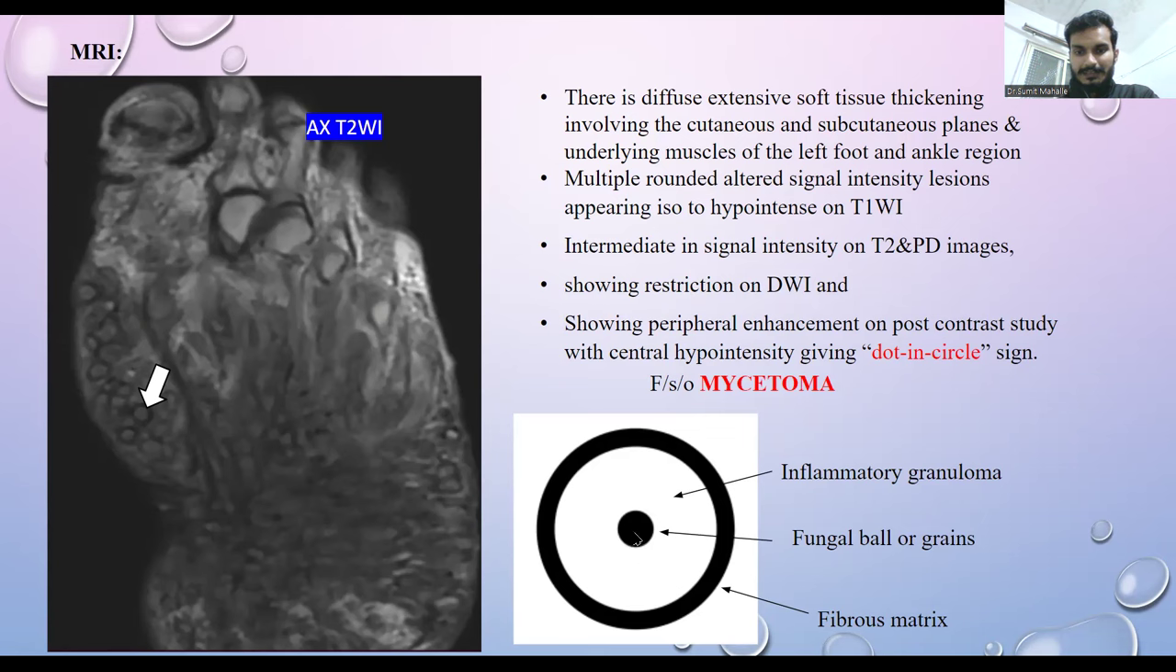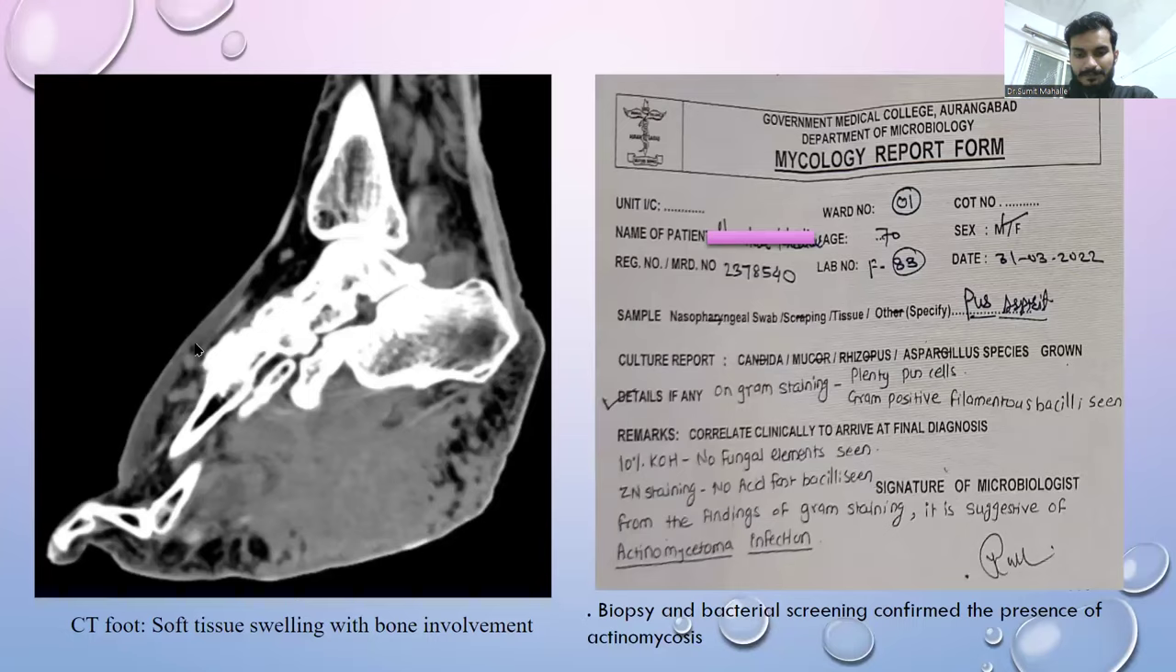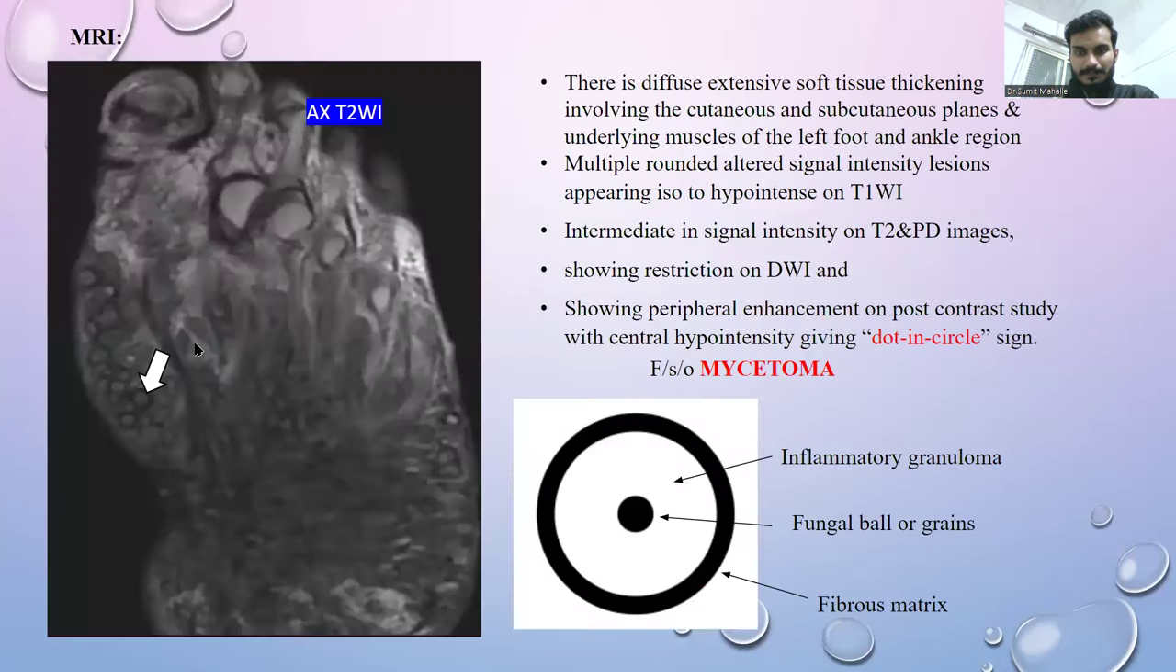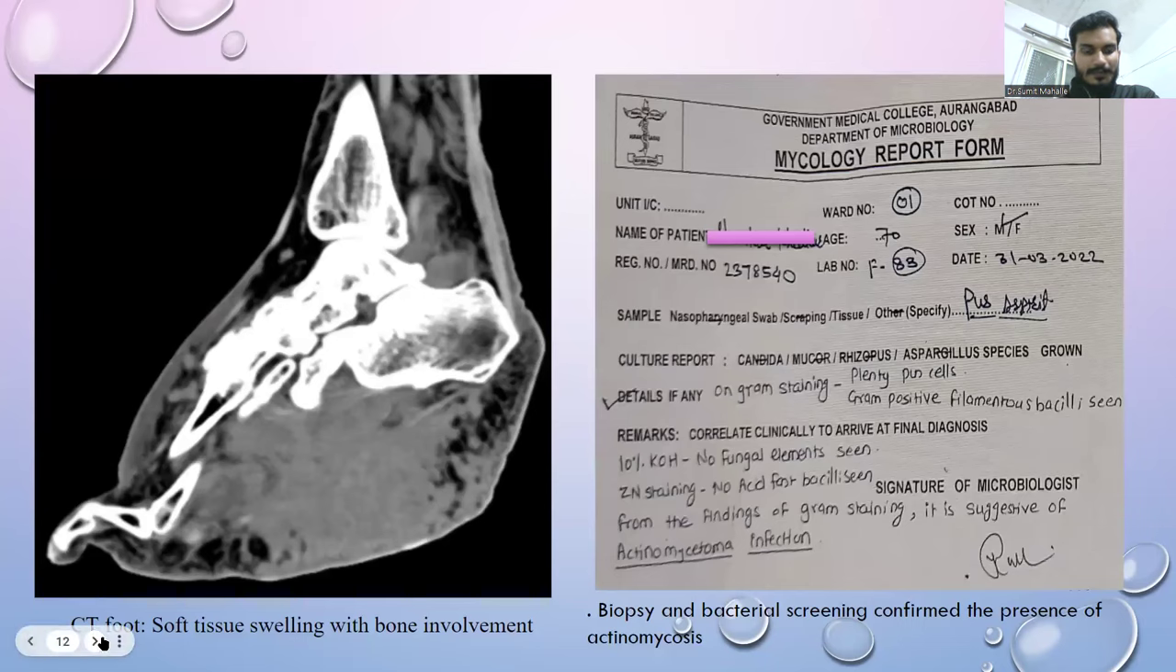So here we can see the fungal ball grains. Here is the inflammatory granuloma, and the outermost is the fibrous matrix. With the picture now, CT foot shows soft tissue swelling with the bone involvement.